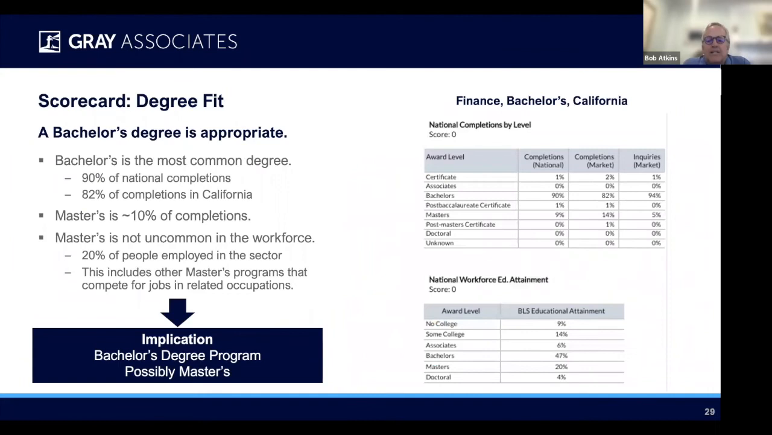So scorecard. Now, last section we mentioned is degree fit. Not going to spend a lot of time here. This is primarily a bachelor's program. We can see by completions, 90% of completions nationally are at the bachelor's level. In market, it's 82, and inquiries are also in the 90s. So it's pretty much a bachelor's program. A little bit of population here at the master's level, but not a lot, and almost nothing at the doctoral level. Workforce, who's actually doing these jobs, 47% bachelor's, 20% master's, and a smattering of doctoral. So, we're looking at 67% in this bachelor's and master's range, and a smattering of degrees or lack of degrees below that.